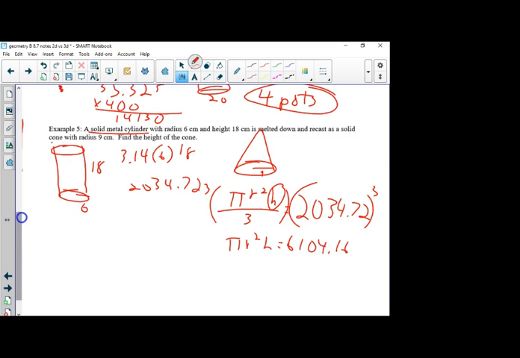Now I could divide by 2 things at a time. I'm going to take my time. I'm going to divide by pi, 3.14, and I get r squared times h equals 1944. And remember, my radius is 9, so 9 squared is 81. So it's really 81h equals 1944. So I'm going to divide by 81, and I find out my height is 24 centimeters. And that's it.